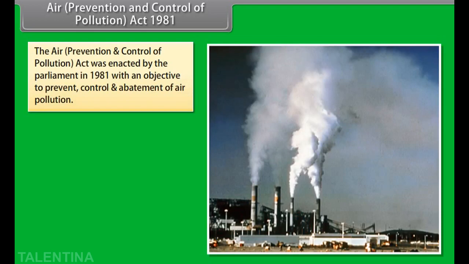Air Prevention and Control of Pollution Act 1981. The Air Prevention and Control of Pollution Act was enacted by the Parliament in 1981 with an objective to prevent, control and abate air pollution.